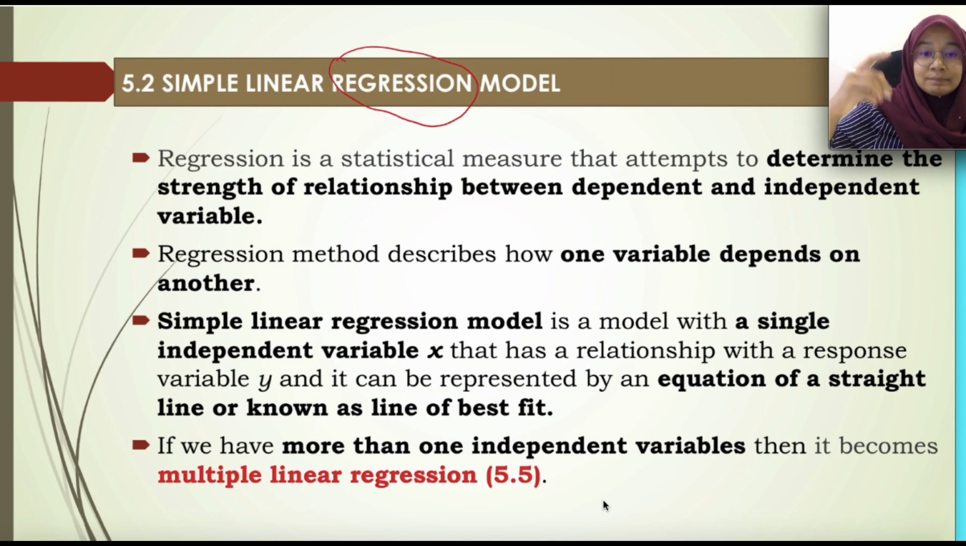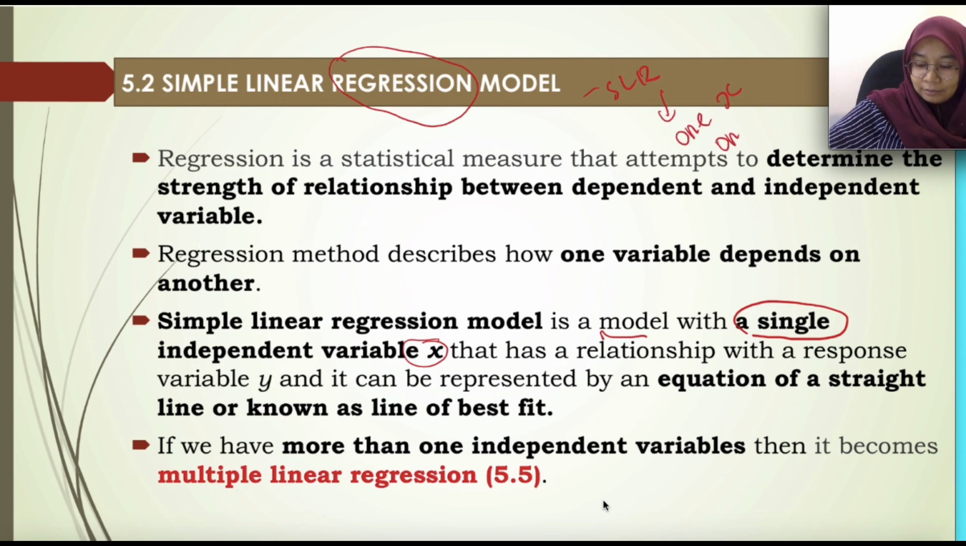Simple linear regression model, SLR, is a model with a single x. It is about 1x and 1y only. When you have more than 1x, it will be called multiple linear regression. But now it is a simple linear regression. It is only 1x and 1y, one independent variable and one dependent variable.